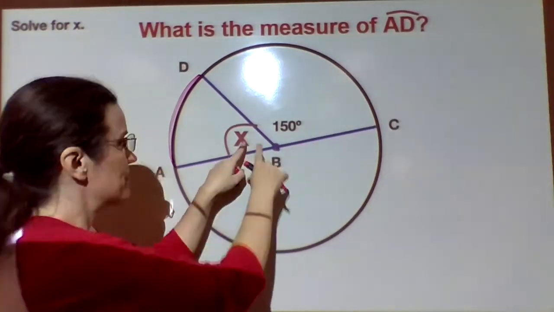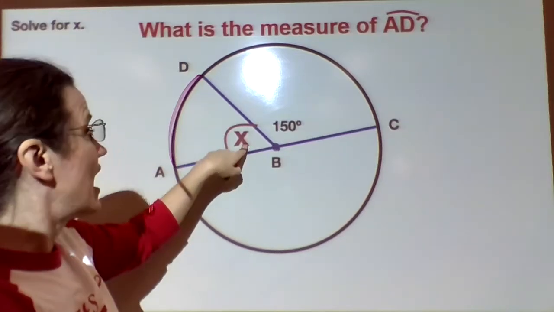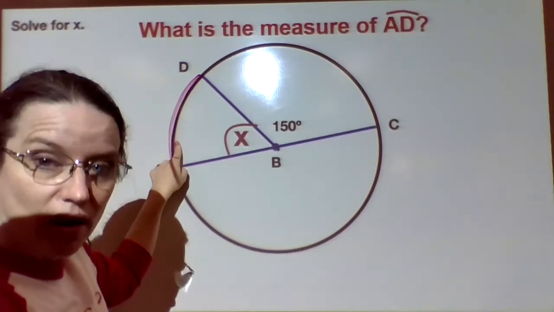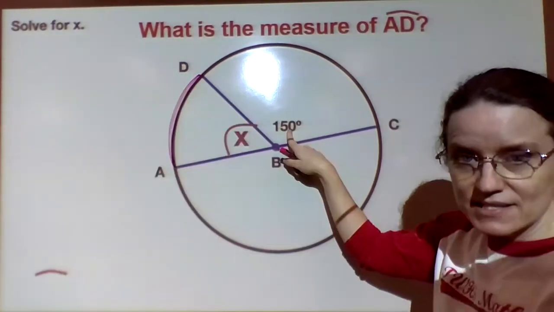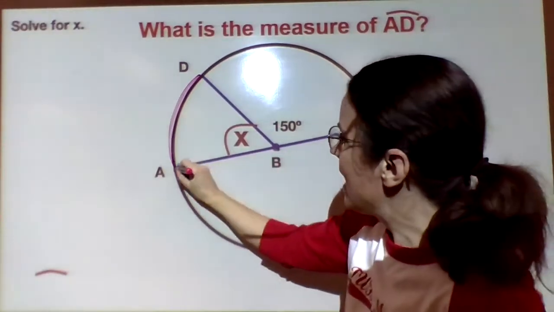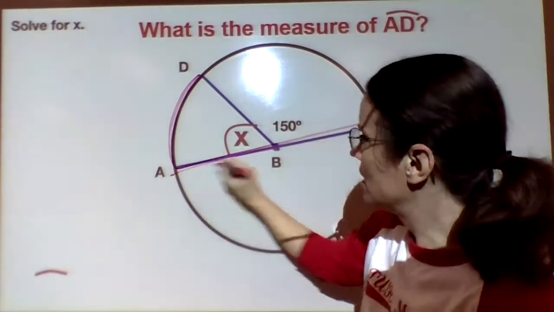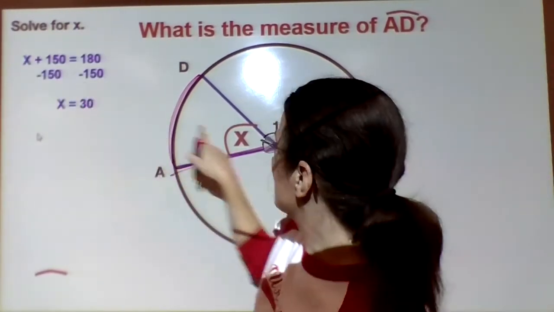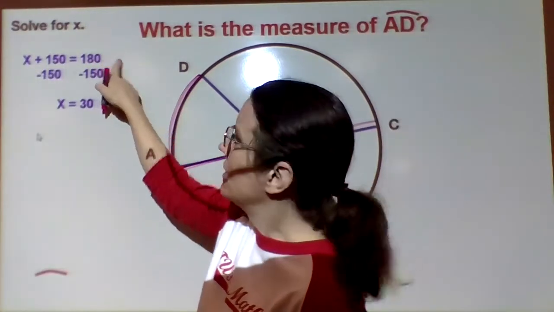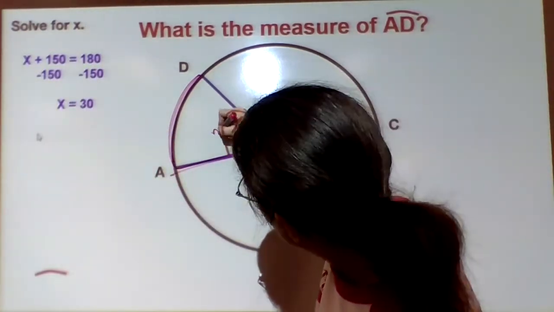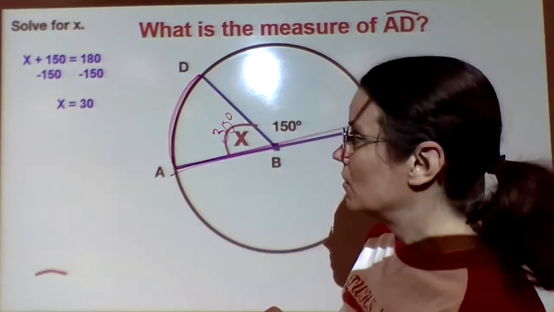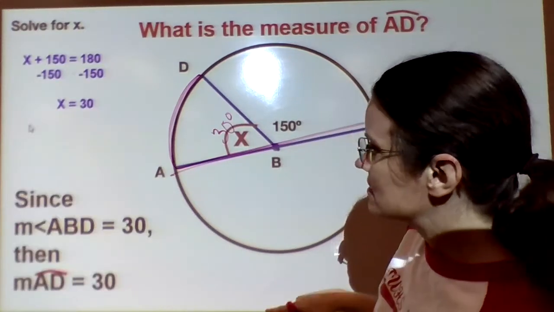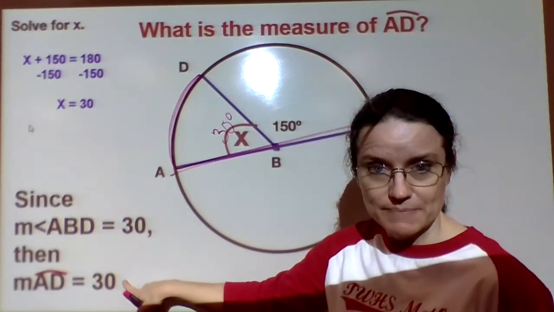If I could figure out the central angle x, then I would know that whatever number of degrees this x angle is will be the number of degrees in my arc. So if I know that this is a 150 degree angle here, and this is a linear pair, then I can use the fact that those are supplementary to figure out what I've got. So x plus 150 is 180. Do my algebra, this angle x has to be 30 degrees. Well, if the central angle is 30 degrees, that means my arc AD is also going to be 30 degrees. Okay?